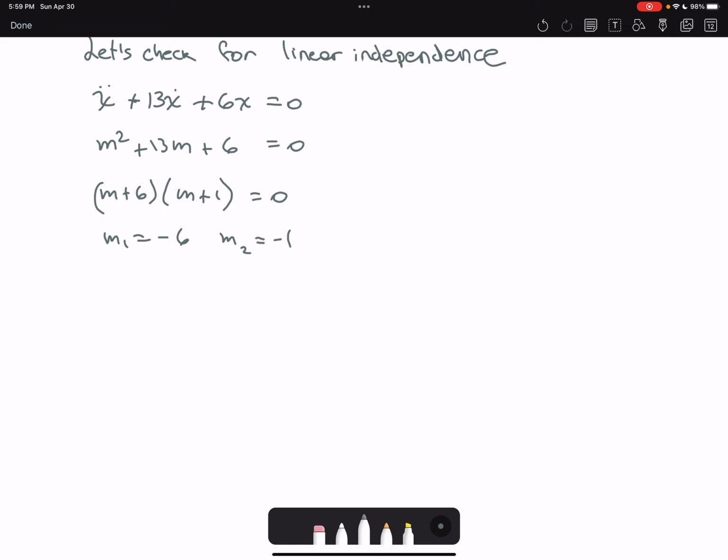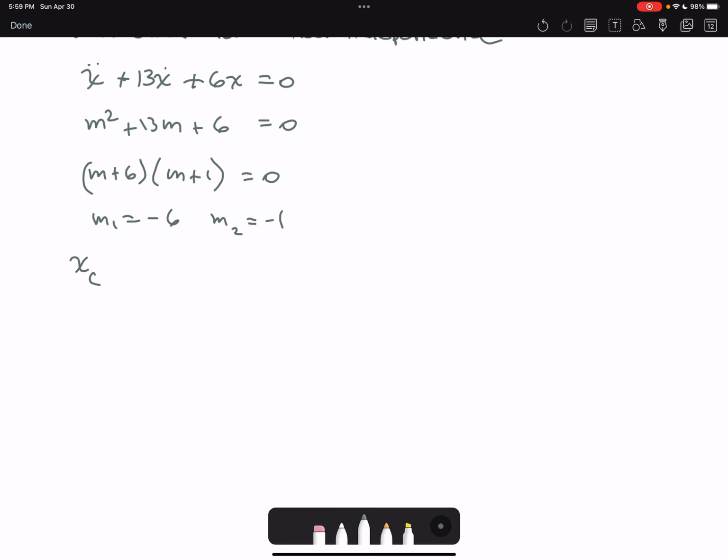So now, because our complementary solution is C1 times e to the negative 6t plus C2 e to the negative t, this is our transient part of the solution.